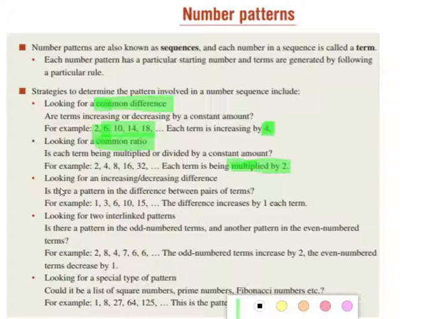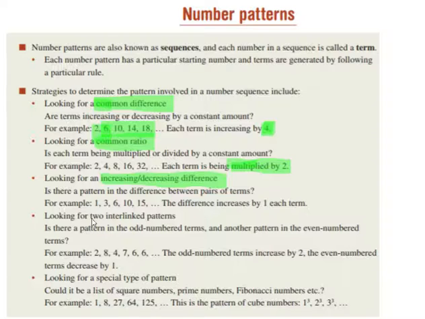Now here's a different one. This is one looking for an increasing or decreasing difference. Let's look at this pattern here: 1, 3, 6, 10, 15. The difference between the 3 and the 1 is 2. The difference between the 6 and the 3 is 3. The difference between the 10 and the 6 is 4. So you can see that the difference is increasing by 1 each time. That's a special type of pattern which you don't see that often.